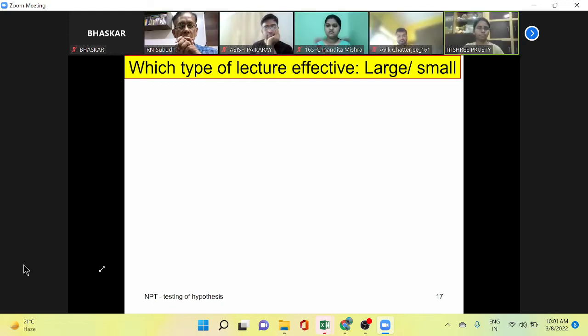Students. Students. Gautami. अरे तेरा ऑडियो प्रॉब्लम है रे, गौतमी नहीं हो रहा है, ट्राई करना.